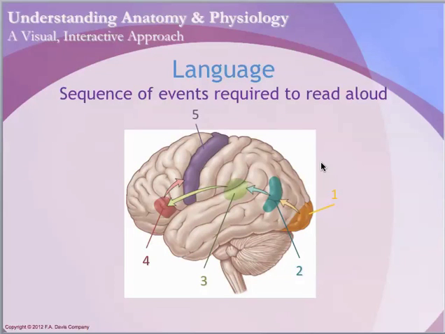Language is something that's really important that happens in our body, and there's a sequence of events that allow us to do things like read out loud. There's multiple aspects of language, though. They include reading, writing, speaking, understanding, and they're all handled by different areas of the brain. So it is a pretty complex process. The two areas that I do want you to know are the Wernicke's area, which is number 3 there, and Broca's area, which is number 4.